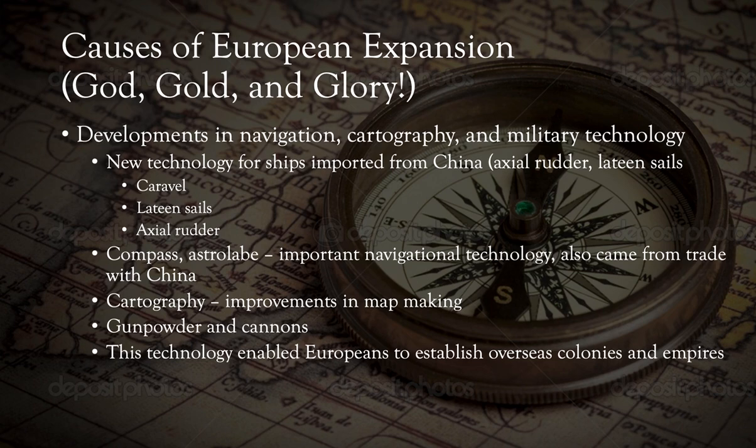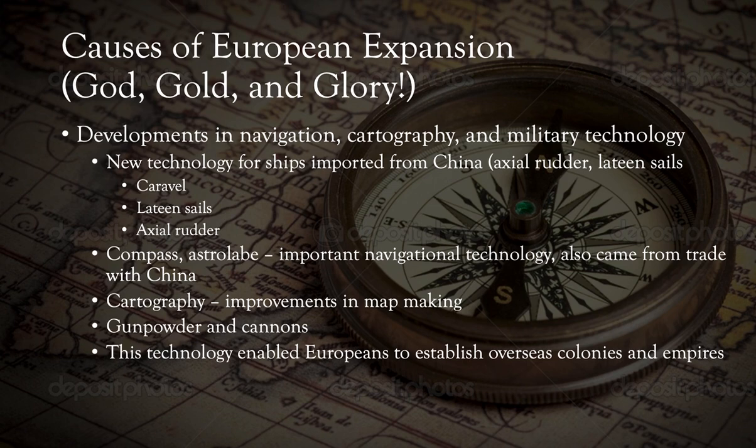Military technology was also very important, specifically the development of gunpowder and cannons in the late Middle Ages. Gunpowder was originally developed in China and made its way towards Europe, where it became more weaponized. And gunpowder and cannons provided protection against hostile ships. So ships like the caravel could also be outfitted with cannons to protect themselves and protect their economic interests.